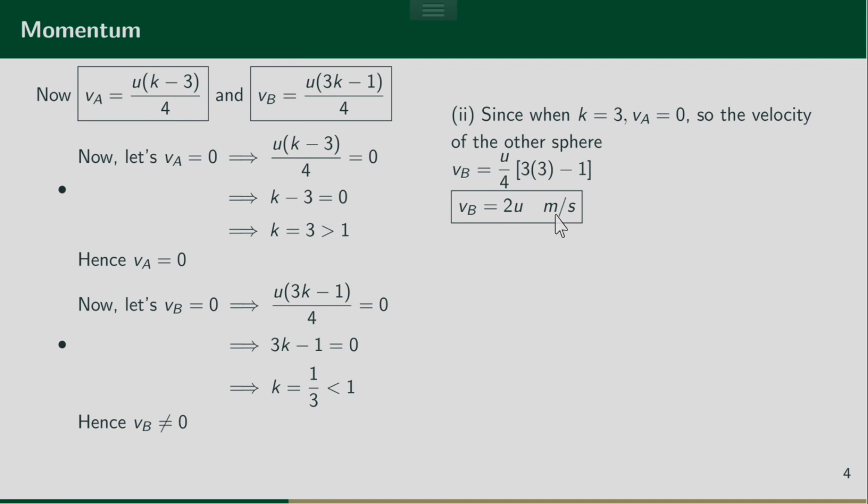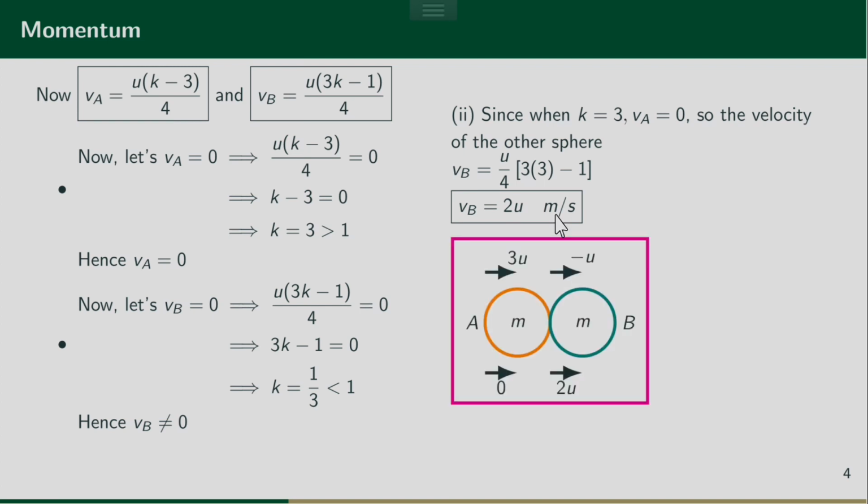So I have the velocity of B. So I can now come back to the same figure and write out their velocities. So instead of writing ku, I will replace k by its value. Then I go to the final velocities, and A has been brought to rest, so its final velocity is 0, and B is moving with a velocity of 2u after collision. So I can go ahead and solve the other question that will be asked.